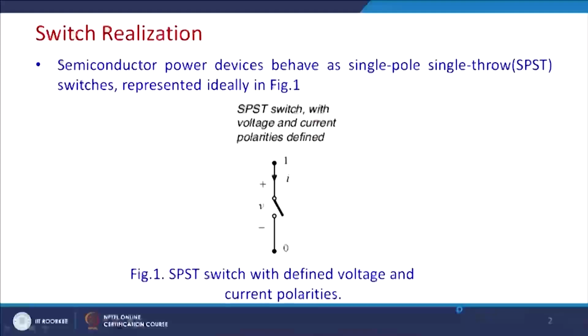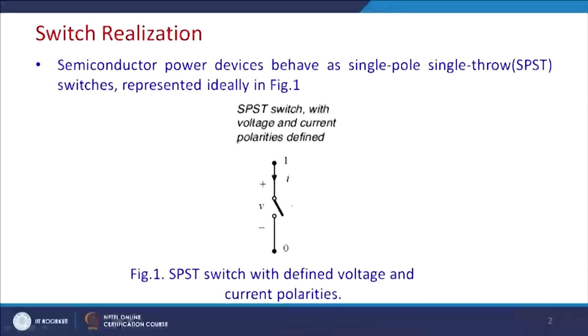Today we will discuss the switch realization, that is most important to realize the FACTS. Now we shall start with our simple concept of single pole single throw switch, where it can block voltage and current in both directions, and it can flow the current also bidirectionally. So we require to realize this mechanical switch by the semiconductor switch. We shall see in consecutive slides how it is possible.